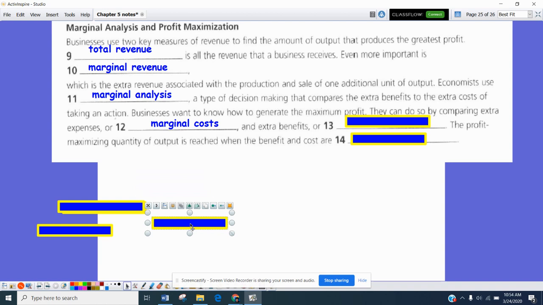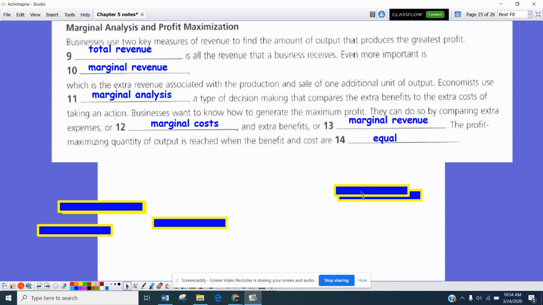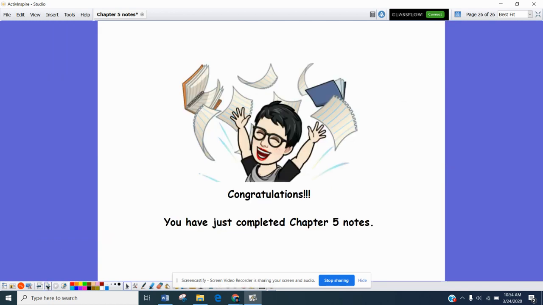And they can do this by comparing extra expenses, those marginal expenses, to the extra benefits, also known as the marginal revenue, and the profit-maximizing quantity of the output is reached when the benefit and the cost are equal. And if we can make that happen, then we're doing good.